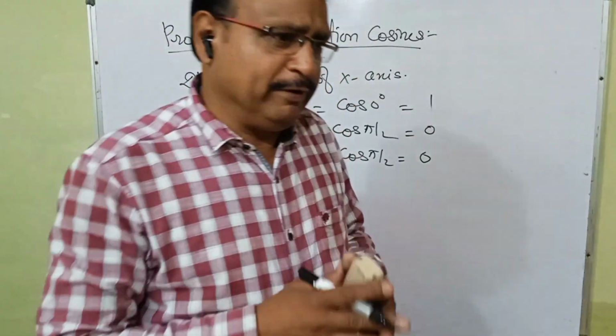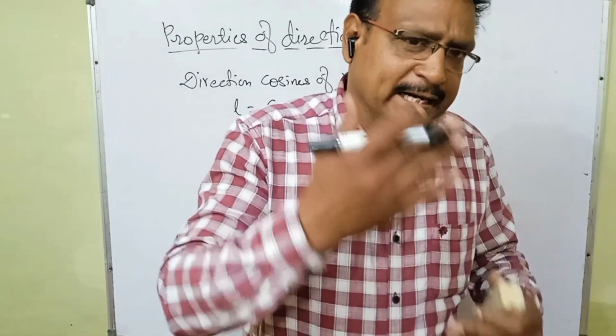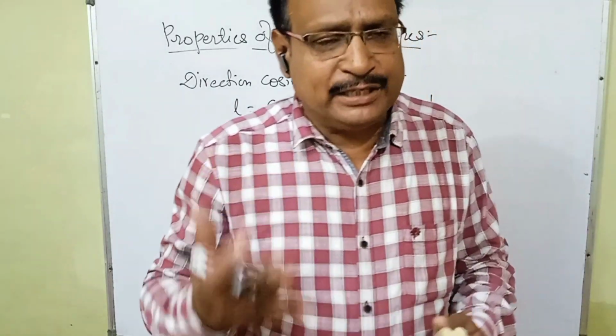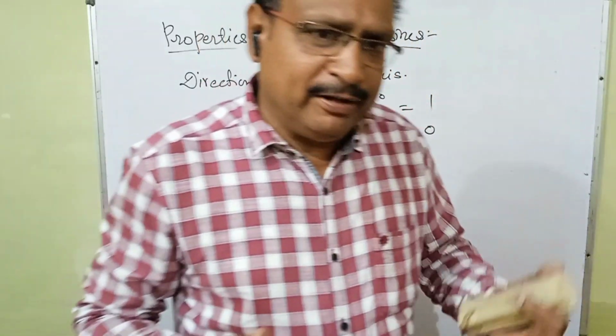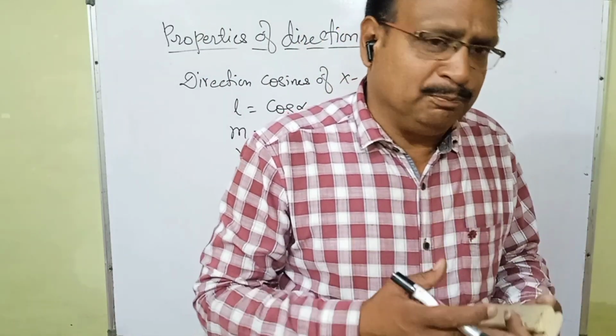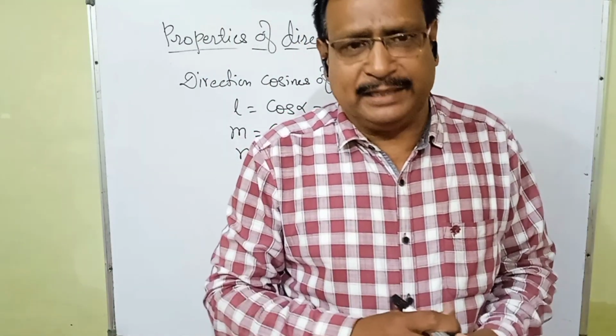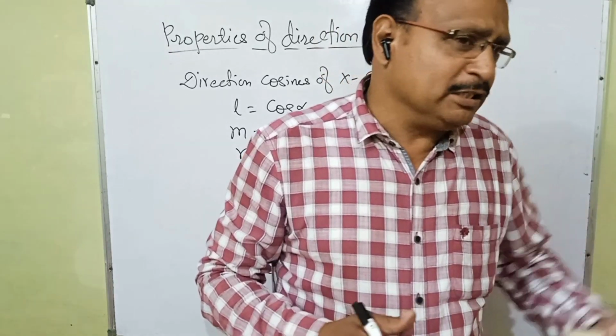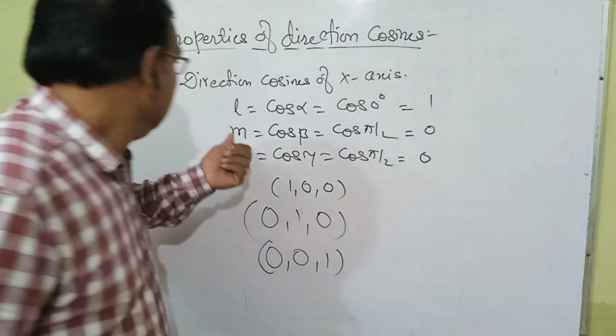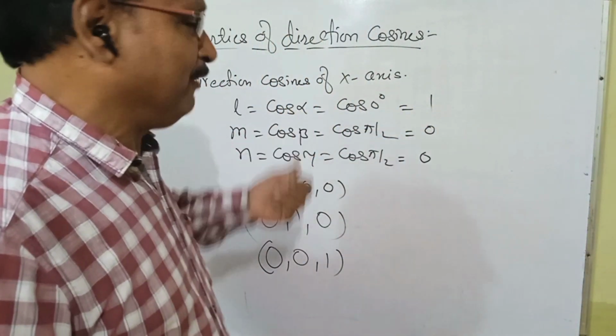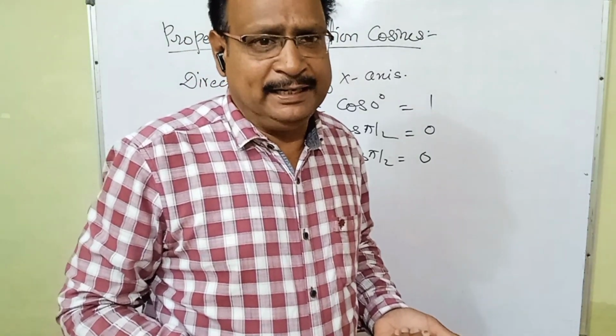So in this video, we have learned thoroughly what direction cosines are, what direction ratios are, their definitions, and the property l square plus m square plus n square is equal to 1, and what the direction cosines of x-axis, y-axis and z-axis are.